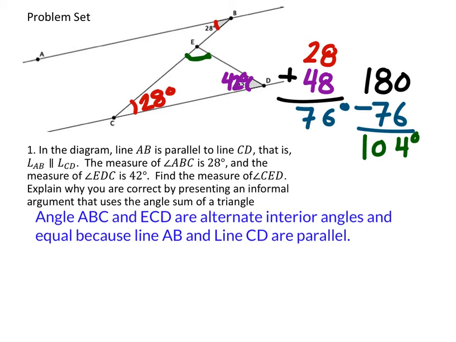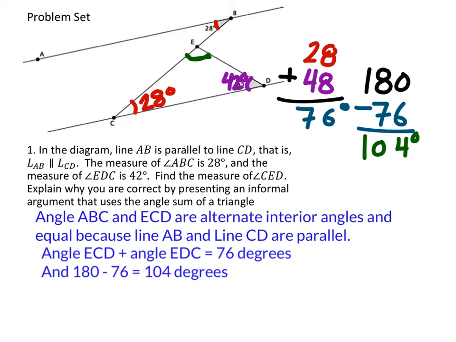So we would write this, we could write really long. That's okay, we'll write it in. So angle ECD and angle EDC are the two other interior angles of the triangle. So the third one would just be the remainder after subtracting those two angles from the 180. And we get 104 degrees, which we already had.